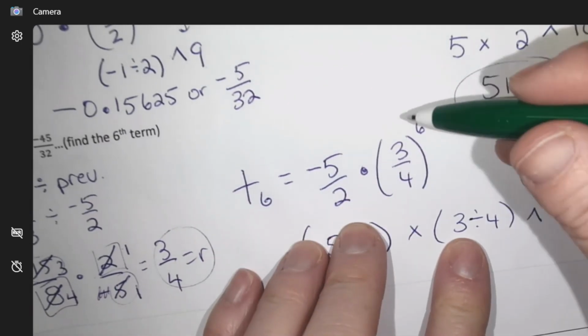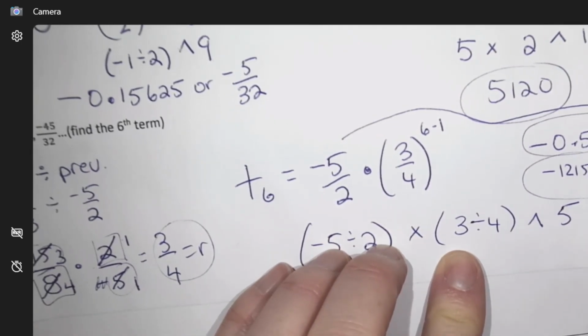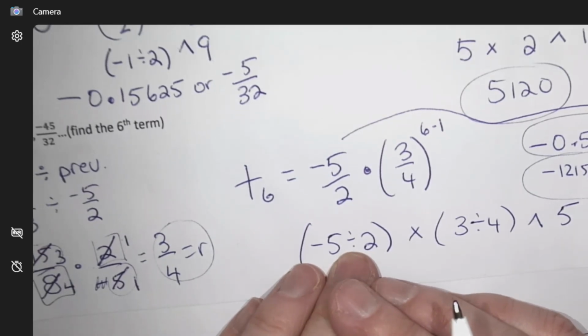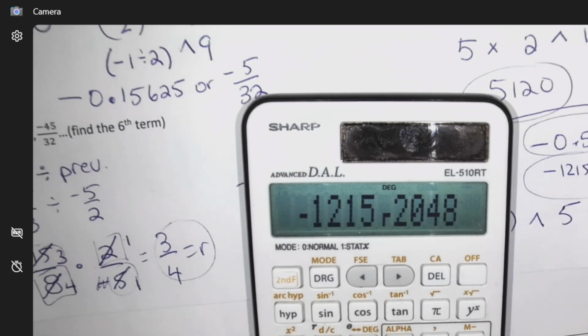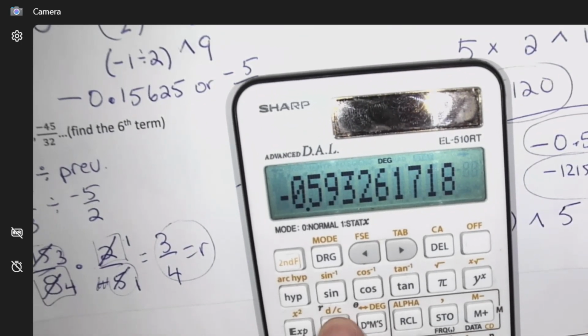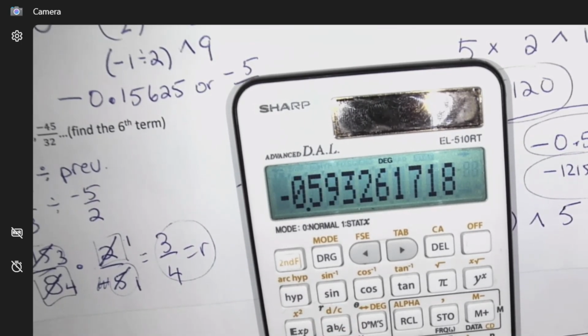So I would accept both of these answers. This is the decimal. This is a fraction. Okay, and again, I just use that secret button on my calculator, the fraction button. I can change. So that's how to figure out a term.